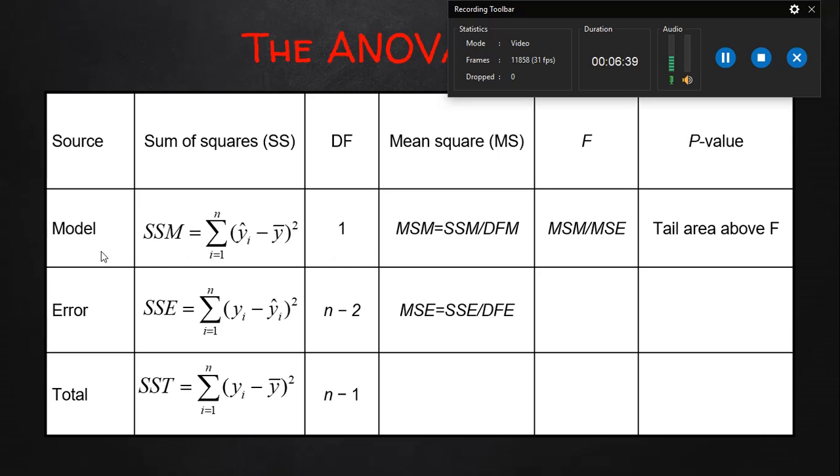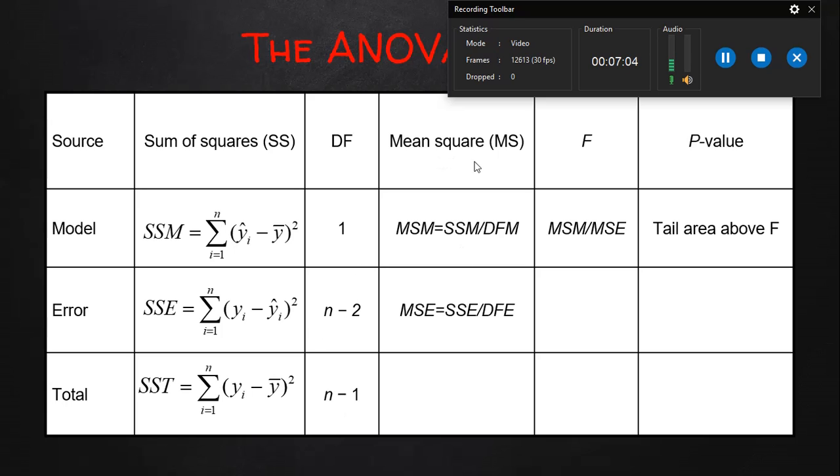If you look at the model, which is our one explanatory variable, we can see here degrees of freedom is 1. Error is always n-2 degrees of freedom. And then the total is always n-1. So if you know any of these pieces, we usually can do some simple calculations to find whatever might be missing. But if you add 1 and n-2, you will get n-1.